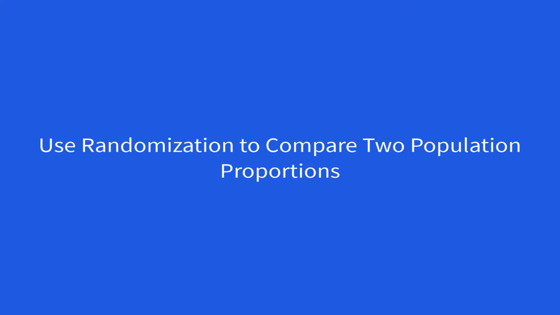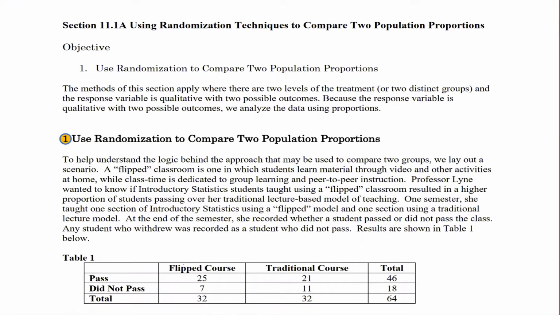The methods that we're going to learn here apply to when you have two levels of a treatment or two distinct groups. So this applies to independent sampling, where you're comparing two groups, or it applies to a completely randomized design where you have two levels of a treatment, say a control group and an experimental group. The other thing to understand is that these methods only apply when the response variable is qualitative with two possible outcomes, which lends itself to being analyzed using proportions.